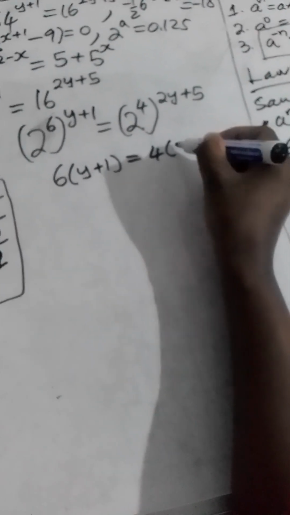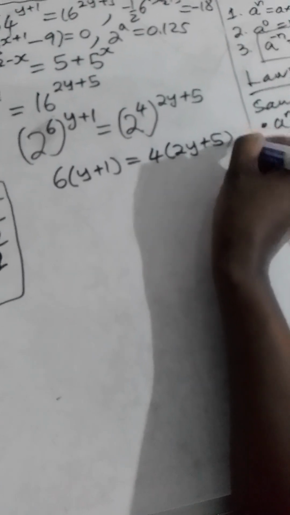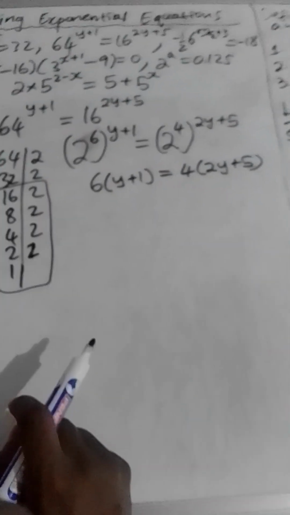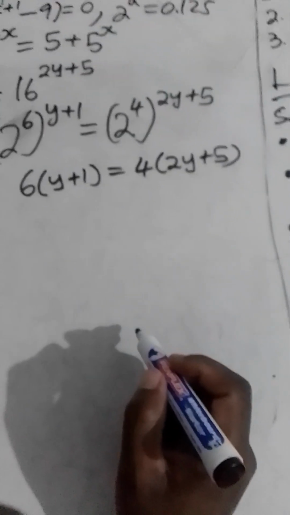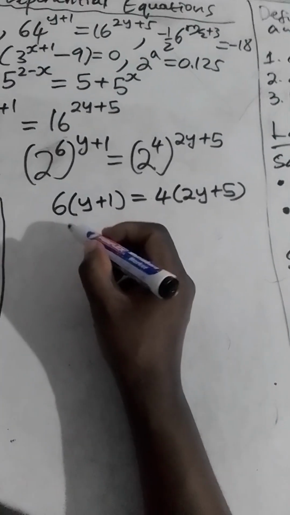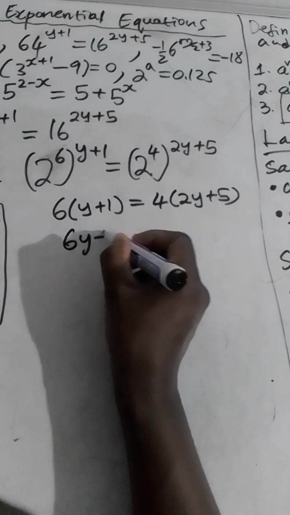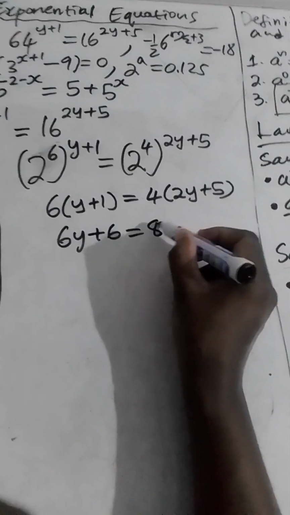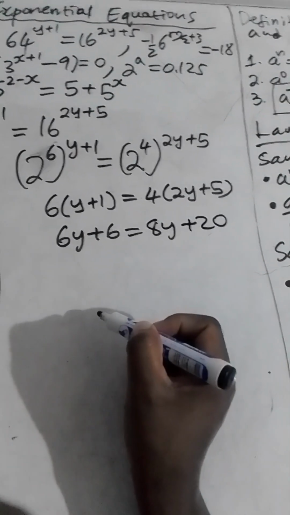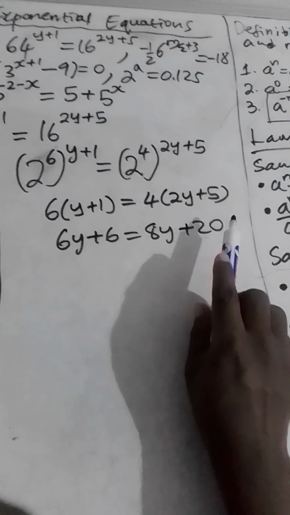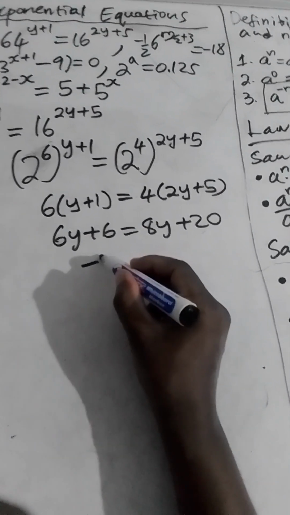So we're going to multiply and equate the exponents here. So that means we have this equation. And with this equation, we can see it is linear again. The exponents are all 1. So what do we do? We simplify, then take variables to one side, constants to the other side. So what do we have? 6y plus 6 equals 8y plus 20. Variables to one side.